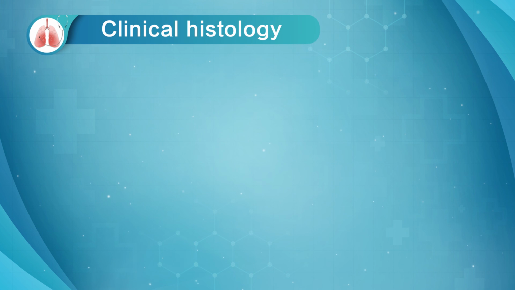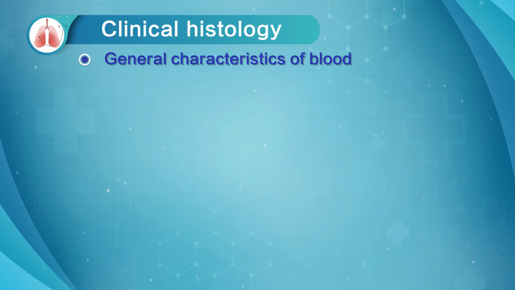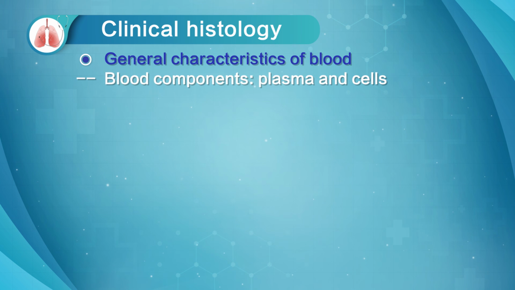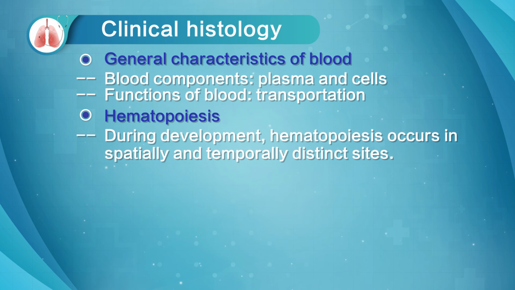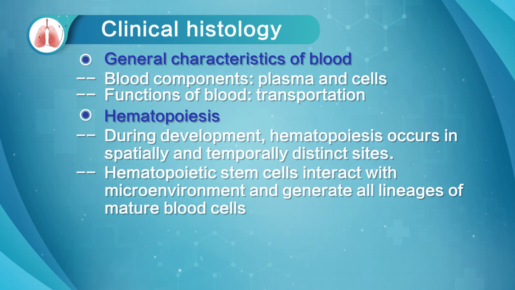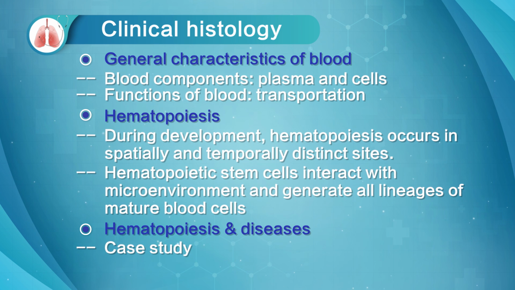Now let's summarize this session. We discussed the general characteristics of blood, including blood components and functions. Then we discussed hematopoiesis during development, which occurs in spatially and temporally distinct sites. We also discussed the interaction of hematopoietic stem cells with the microenvironment to generate all lineages of mature blood cells. Finally, we reviewed two cases to understand the relationship between hematopoiesis and blood disorders.